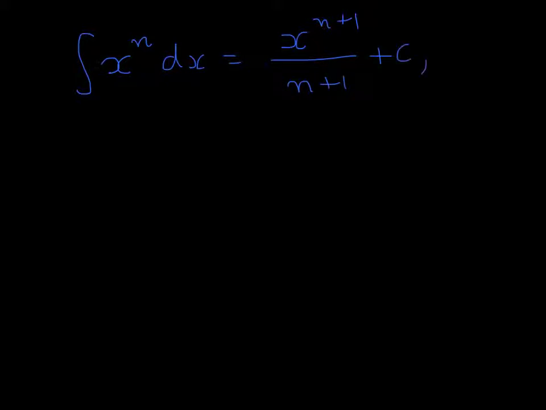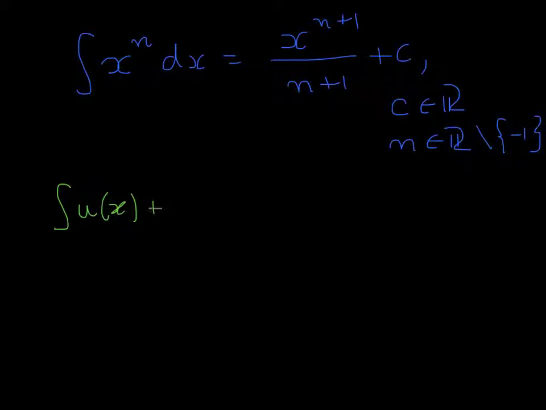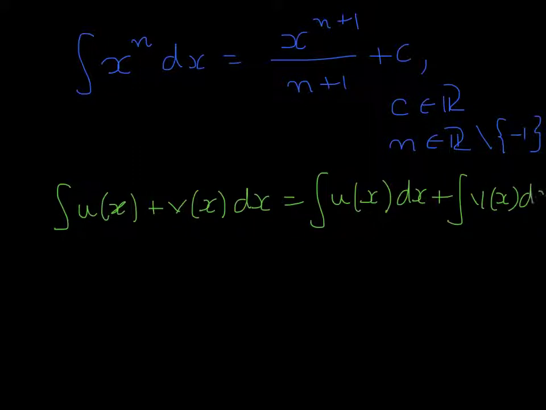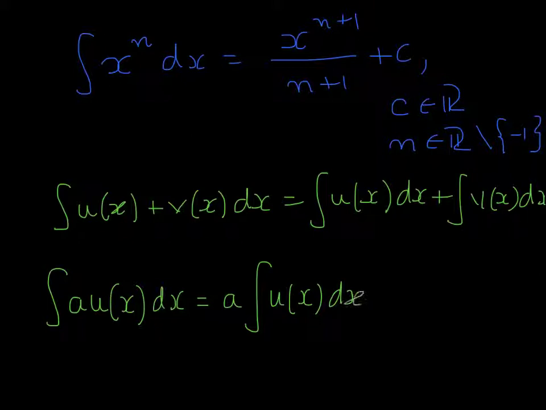So now we've learned that the integral of x to the power of n dx is the same as x to the power of n plus 1 over n plus 1 plus c, where n is any real number except minus 1. We also learned that the integral of u of x plus v of x dx is the same as the integral of u of x dx plus the integral of v of x dx. And we learned that the integral of a u of x dx is the same as a times the integral of u of x dx, where a is a real constant.